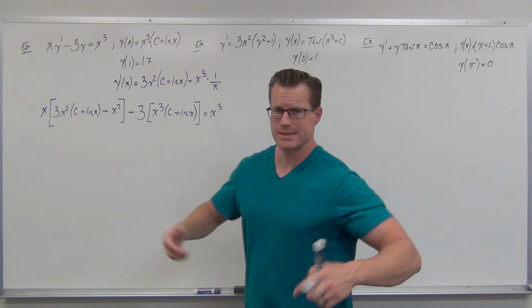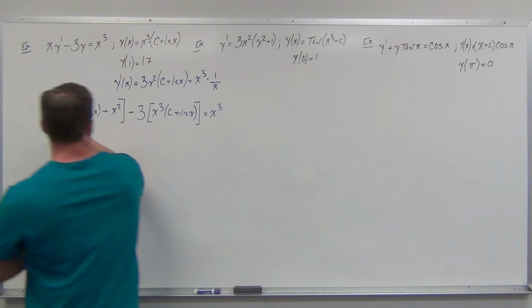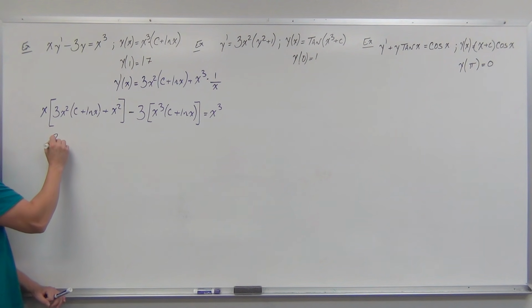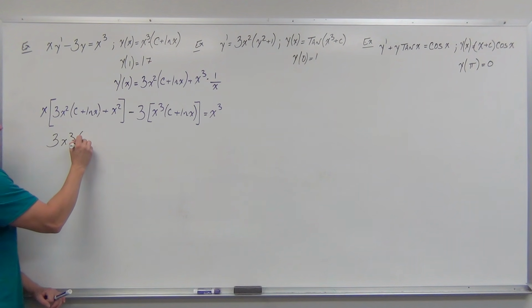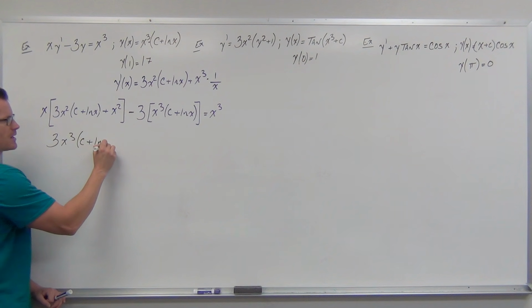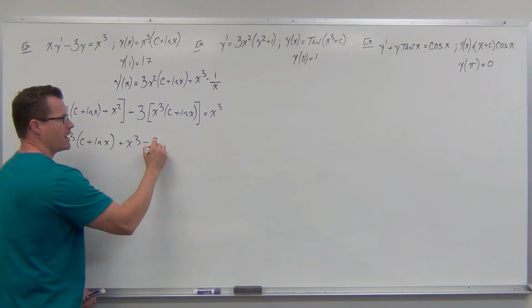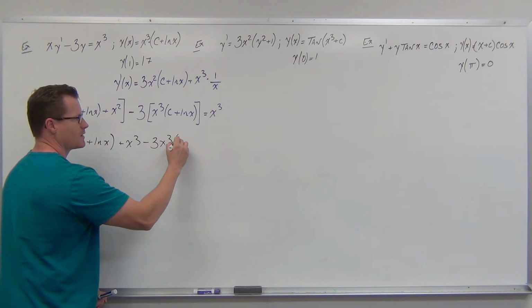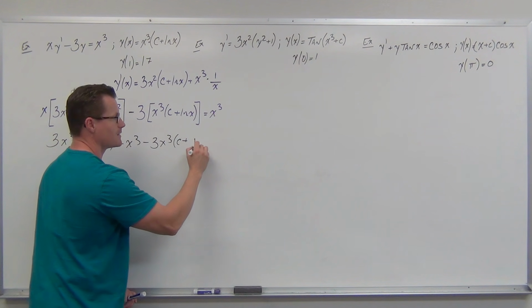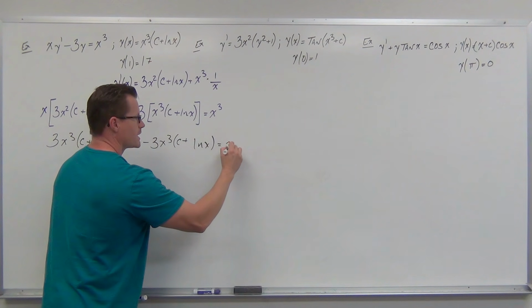Let's distribute. Let's see what happens. If we distribute this, we're going to get 3x cubed times some nasty stuff that we don't really want to look at, plus x cubed. But here when we distribute, we get minus 3x cubed, nasty stuff that looks exactly like the other nasty stuff. I like that. Equals x cubed.